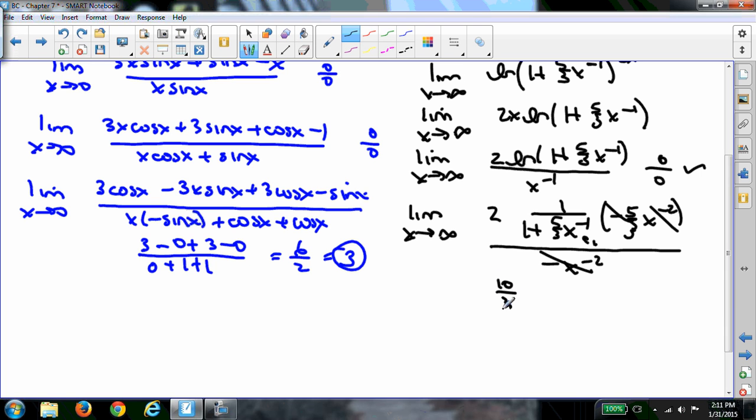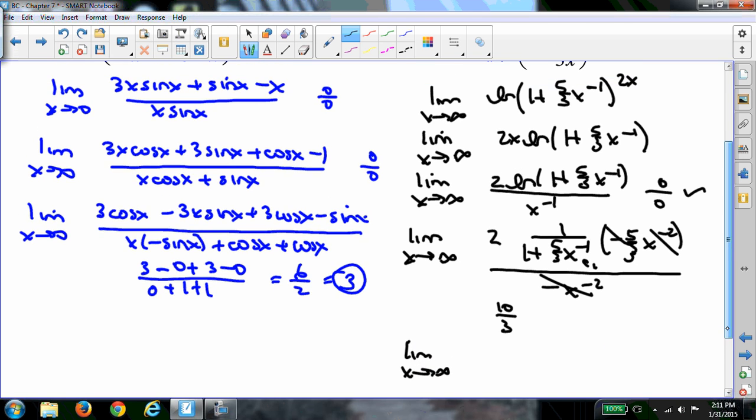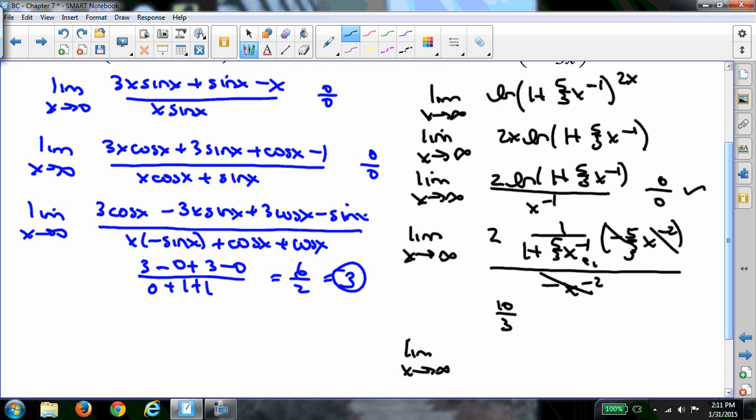But remember that was looking at the natural log version of it. So our final answer is undoing the natural log. And so our final answer of the limit as x approaches infinity of the original problem, which was (1 + 5/(3x))^(2x), is going to be e to the 10/3.